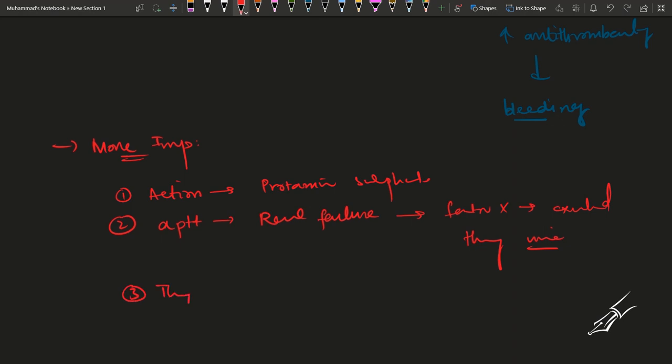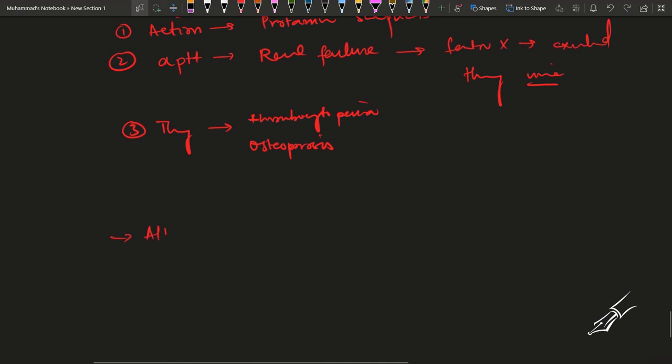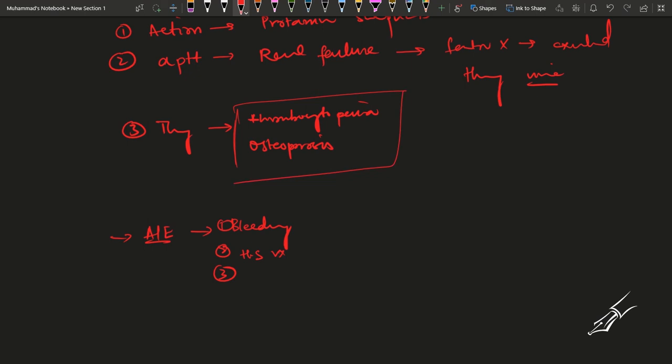Also, they have lower chances of heparin induced thrombocytopenia and osteoporosis. Their adverse effects are the same as those of the high molecular weight heparin, like bleeding, hypersensitivity reactions, osteoporosis and thrombocytopenia, but with lower chances. Also reversible alopecia.